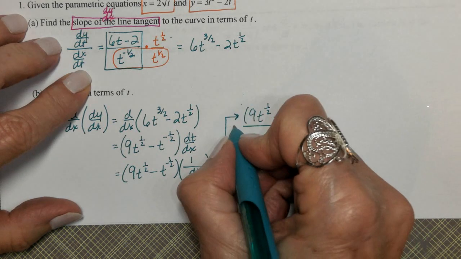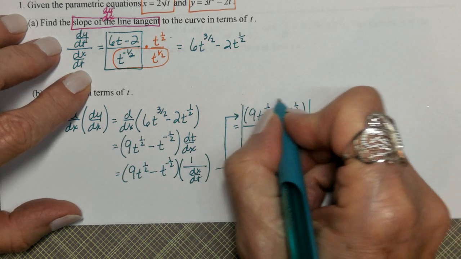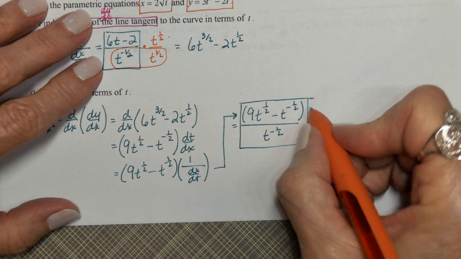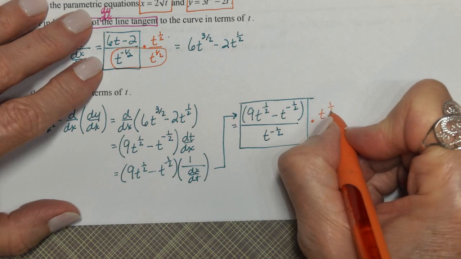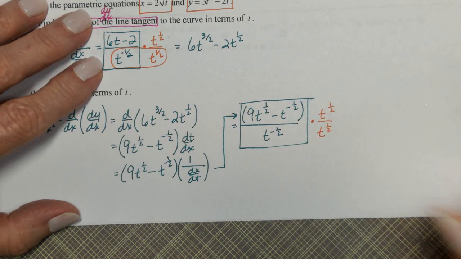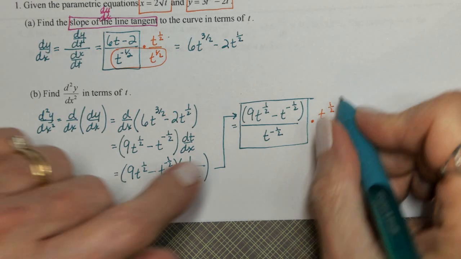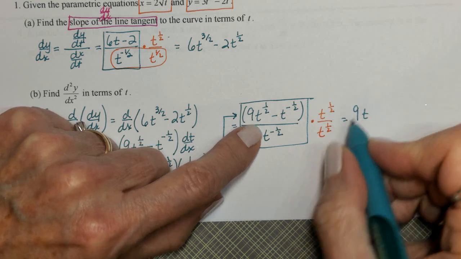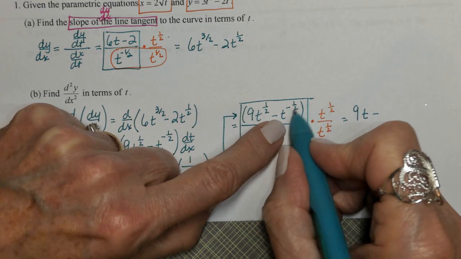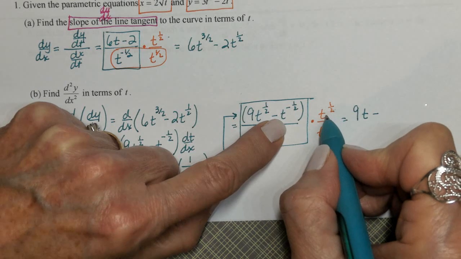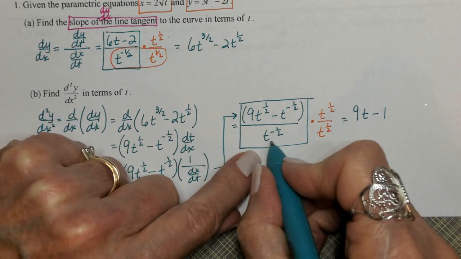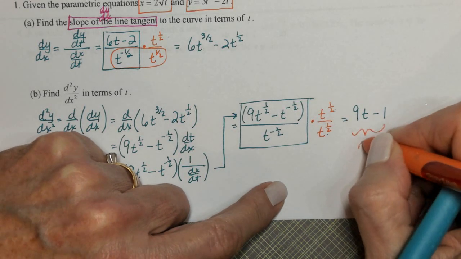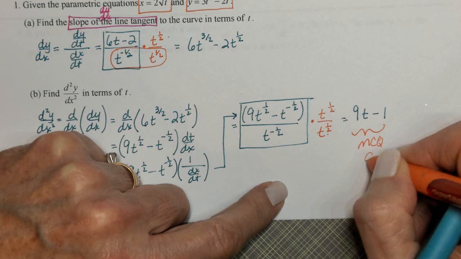So that is the second derivative in terms of t. That would not be a multiple choice answer. They would not ever leave it like that. They would multiply top and bottom by t to the 1/2 again. And this would be 9t to the 1/2 times t to the 1/2 is 9t minus t to the negative 1/2 times t to the positive 1/2 is t to the 0, which is 1, all over 1. So this would be the multiple choice answer.